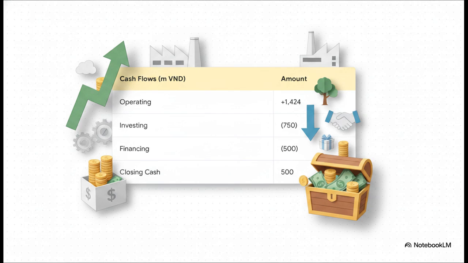Look at this! They generated a fantastic positive cash flow of 1,424 million VND straight from their operating activities. Because their core daily business is actively generating cash, they can easily fund their investing activities, expanding by spending 750 million, and their financing activities, like paying down debt or issuing dividends for 500 million. And after all that, they still walk away with a healthy 500 million in closing cash. That is the dream scenario.